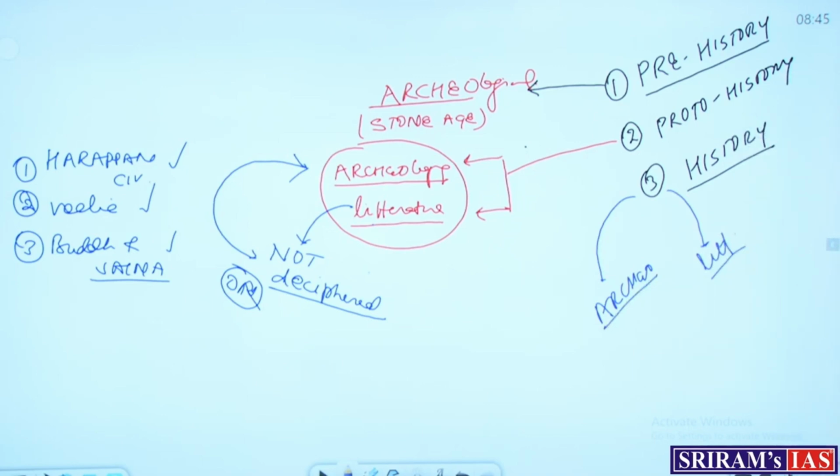And both support, both suffice, both explain each other. And the Mauryan period is the beginning of the historical period. Literature deciphered, tuned with the archaeology, all together. So in India, the beginning of the historical phase is the Mauryan.